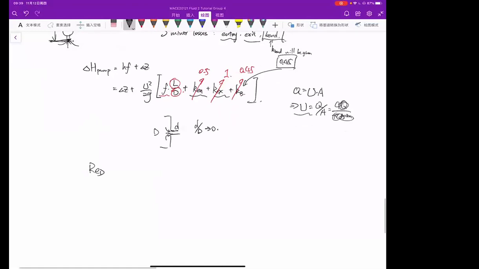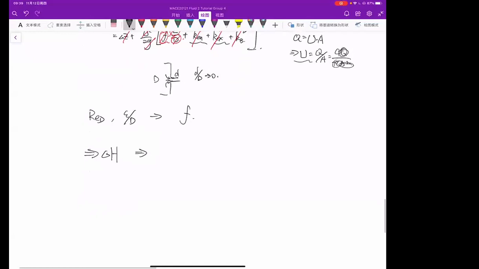Then you have Reynolds number given. With the Reynolds number and epsilon over D, you can find F. Then you have U given, g given, delta Z given, so you can finally calculate delta H. With delta H, you can then calculate the power of the pump, which is rho g delta H pump times Q over efficiency. So this is fairly easy to understand.